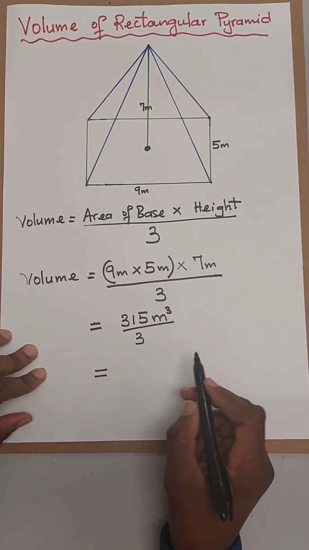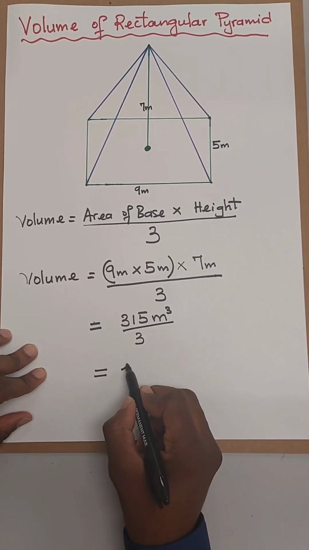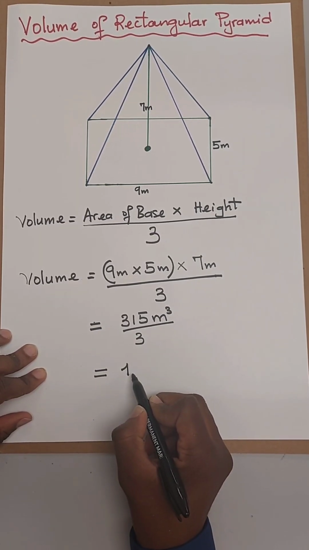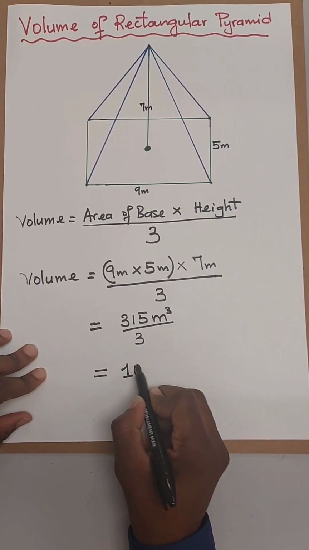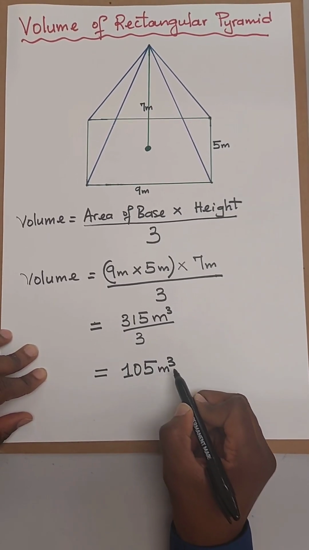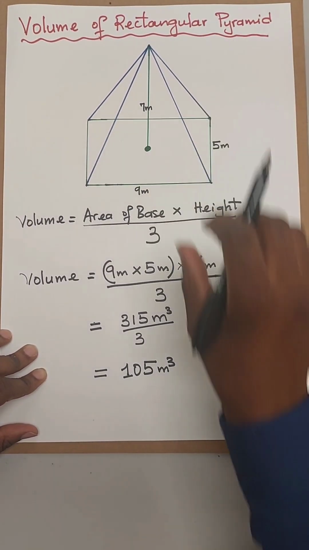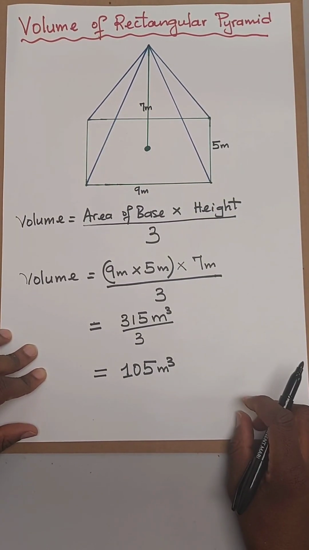So the volume of this rectangular pyramid is 315 divided by 3, which is 105 cubic meters. So that is the volume. That is how much space is inside this rectangular pyramid that is not drawn to scale.